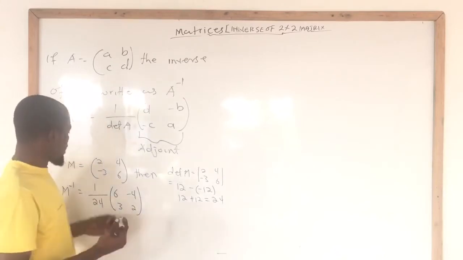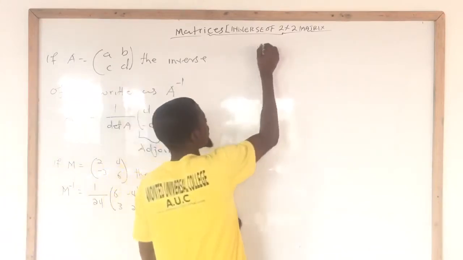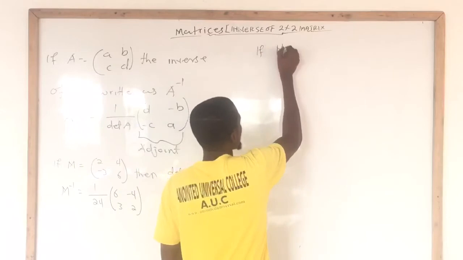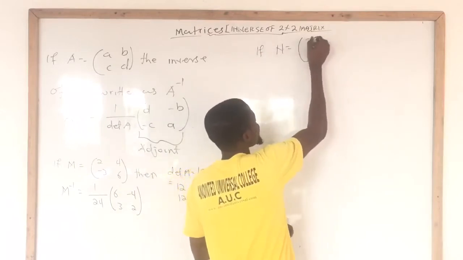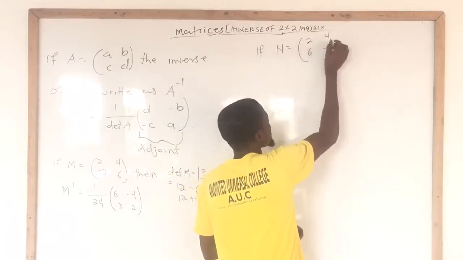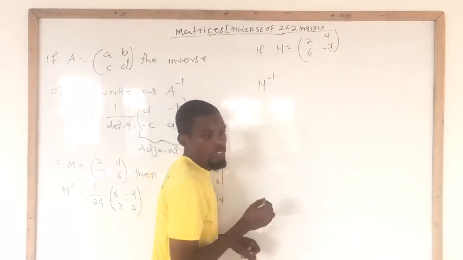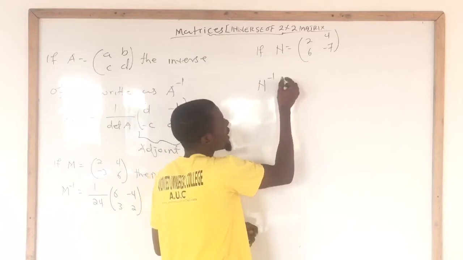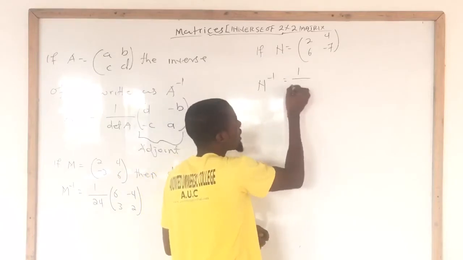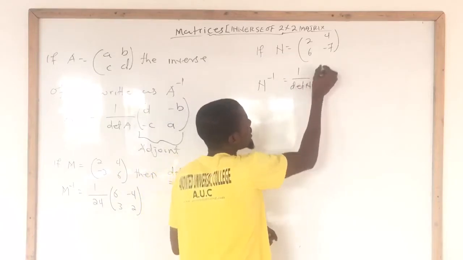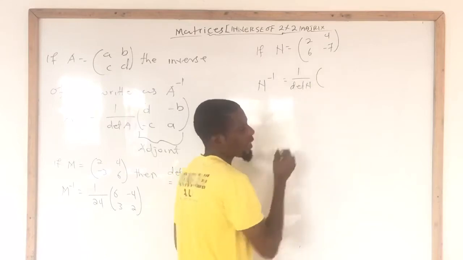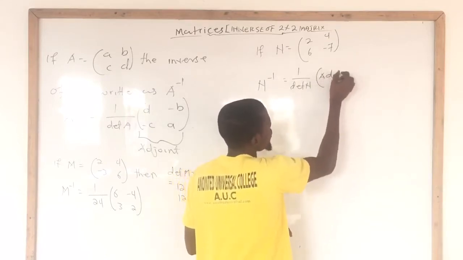Let's take another example. If I have the matrix N equals 2, 4, 6, minus 7, then if I tell you to find the inverse of N, the inverse of N is given by 1 over the determinant of N times the adjoint of N.